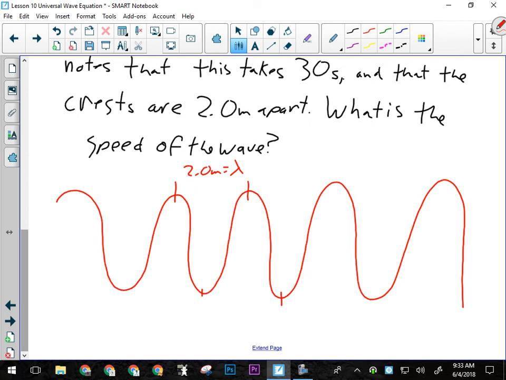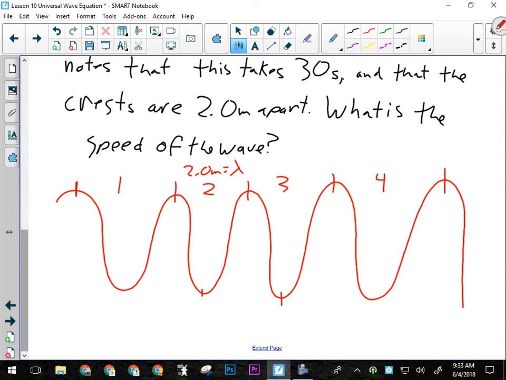Only 4 complete cycles went by. 5 crests went by. That's only 4 cycles. Okay, here's where we started. This is essentially like crest 0. So here's one wavelength right here. From here to here is one wavelength. From here to here is 2 wavelengths. From here to here, 3. And from here to the last crest, that's only 4 wavelengths. It's 5 crests, but it's only 4 cycles of the wave.